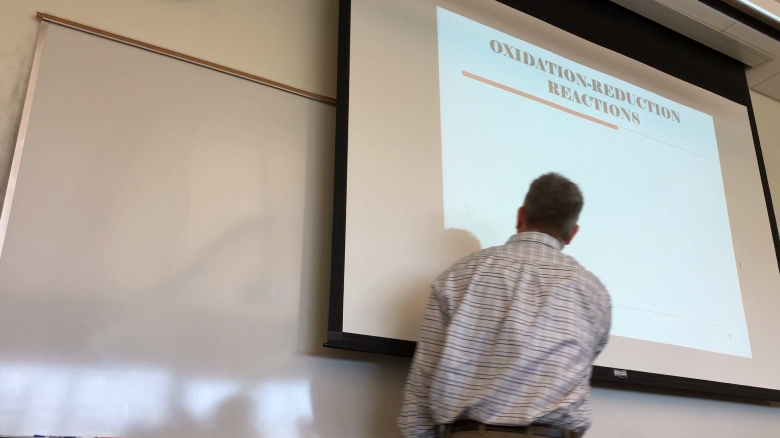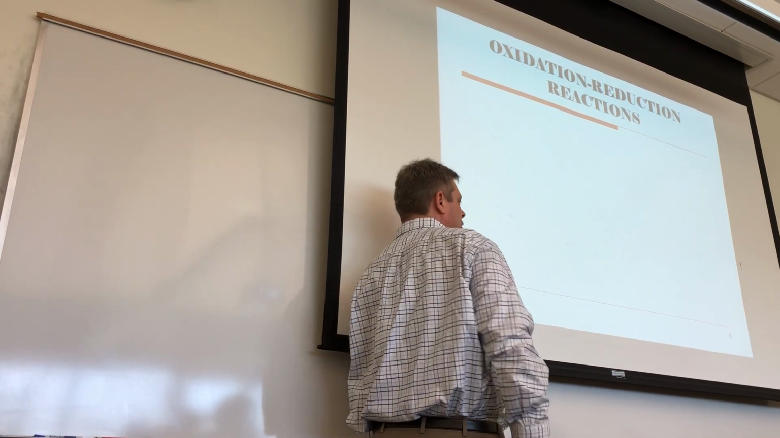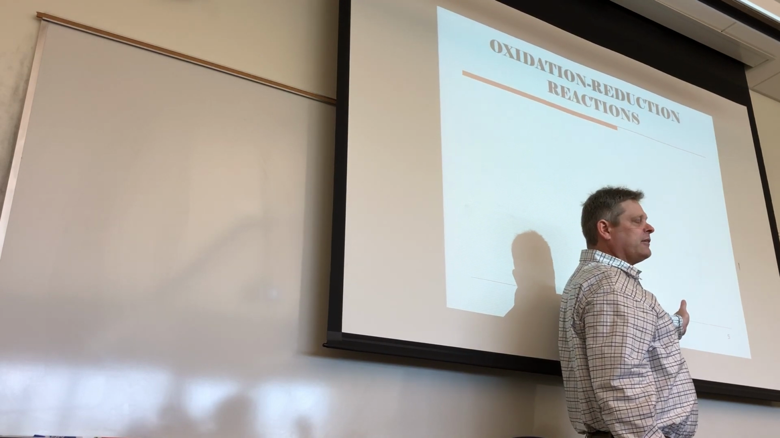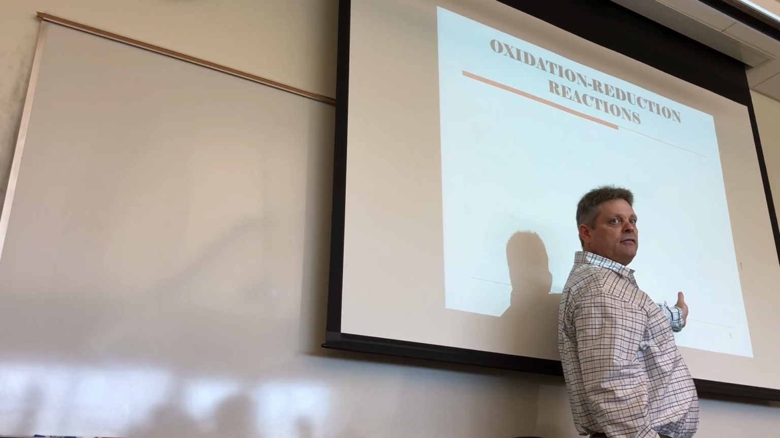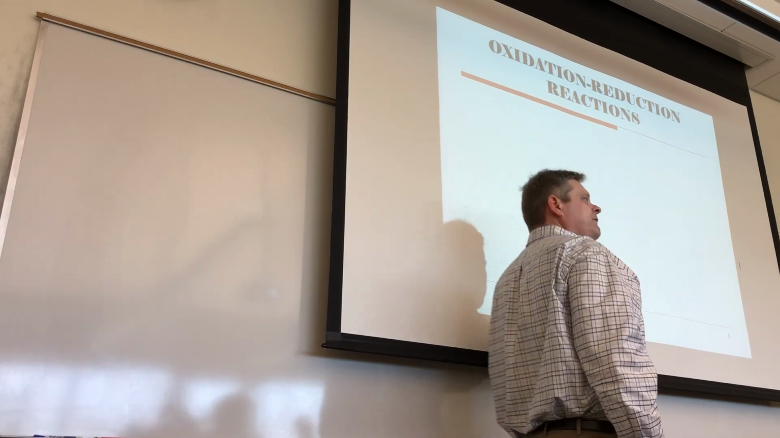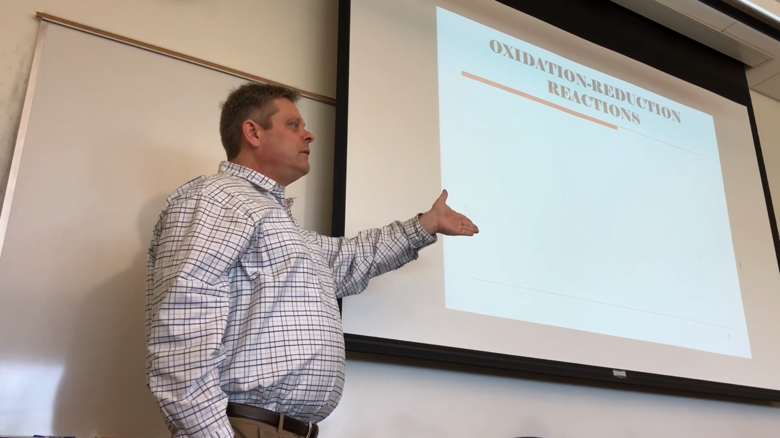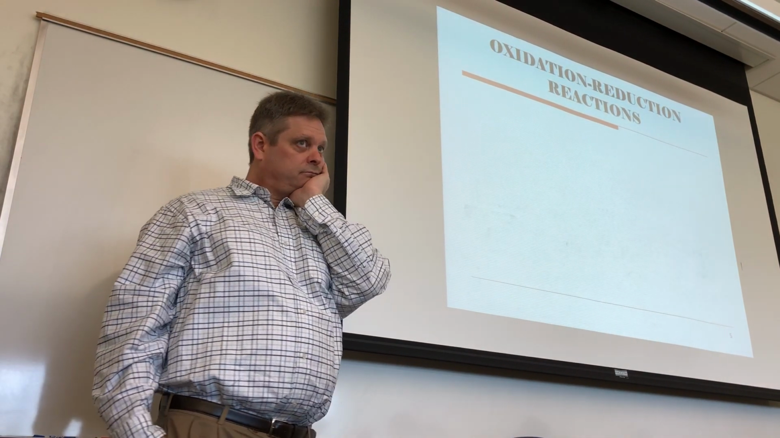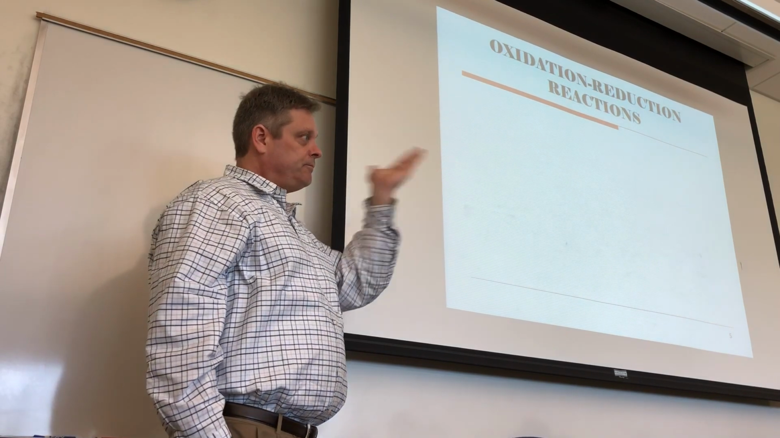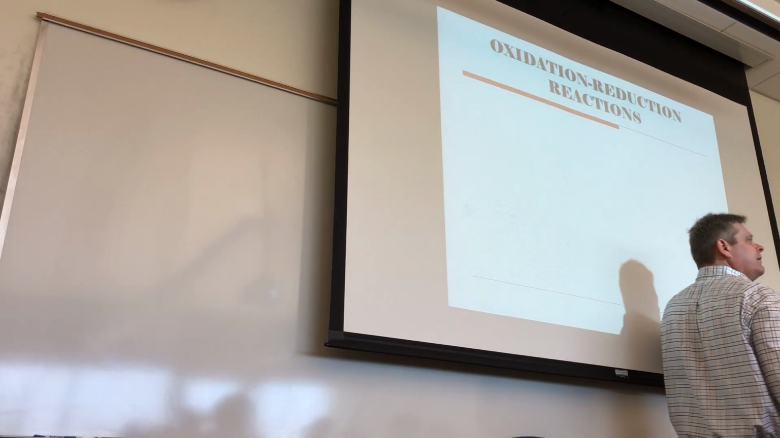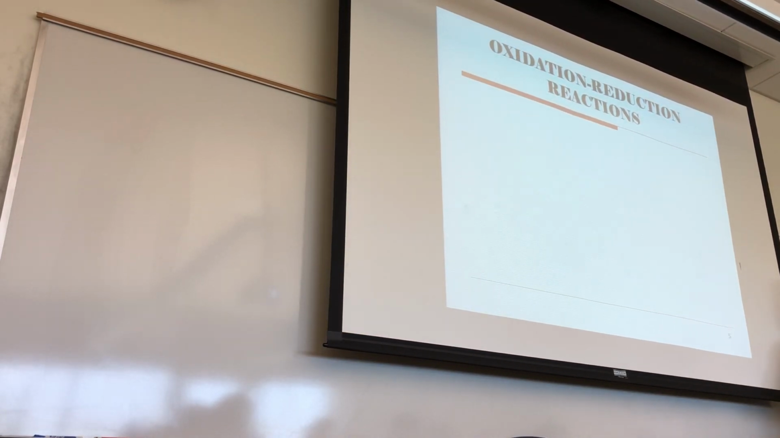If I have something over here that lost electrons, is my charge on it going to get greater or less? Greater, because I'm losing a negative charge. More positive. That's maybe a better way to state it. If it lost electrons, it got a greater positive charge. What does that mean? It was oxidized. And if I go from the left side to the right side and something gained electrons, it's more negative now. What does that mean? It was reduced.